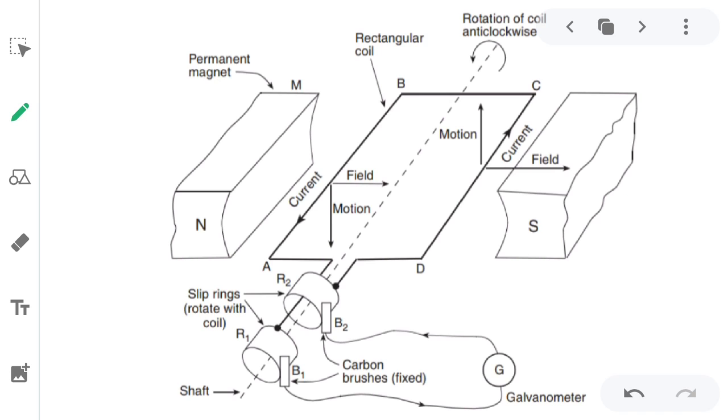That's why in AC, current changes its direction every time. Means in one complete revolution, the current will change its direction 2 times. Okay, in every half revolution, it is changing its direction. So in one complete revolution, it will change its direction 2 times. Okay, and then with the help of the slip ring and carbon brushes, we take that current out and we use it in different places.